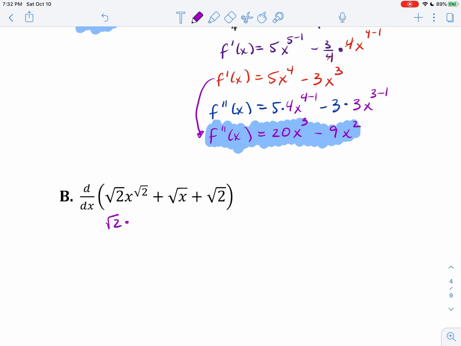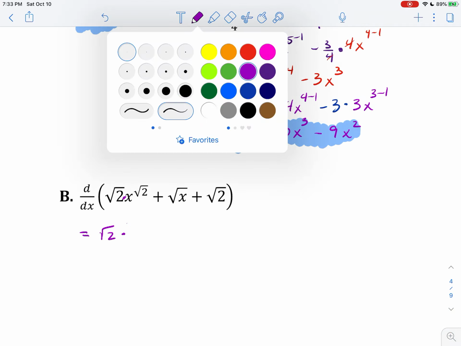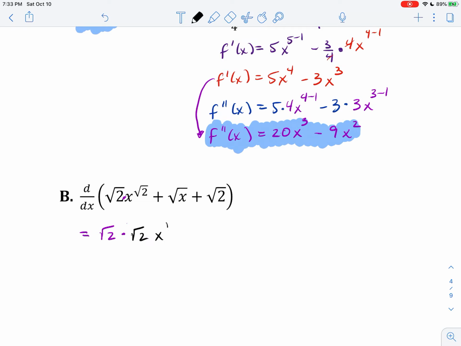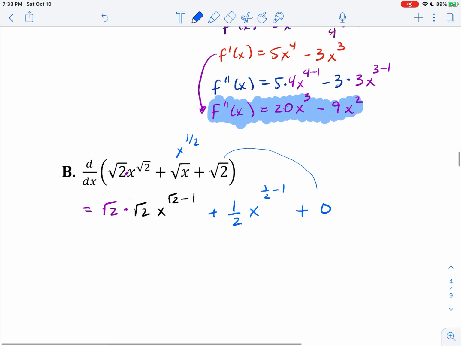Okay, we can write this as root 2 times x to the root 2. So that says times in there, right? So let's just go ahead and take, that's just a constant times x to the number. So what's our derivative? Our derivative is going to be that constant, and now we're just going to use that power rule. We're going to take the root 2 down, and we're going to subtract 1. This one up here is just x to the 1/2, so we're just going to say plus, we're going to take 1/2 down, and we're going to say 1/2 minus 1. And then plus root 2, the derivative of a constant, is 0, right?